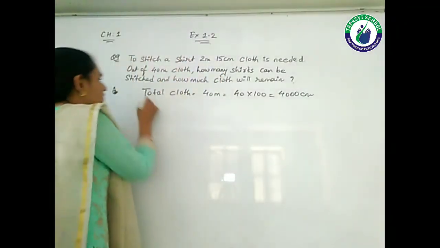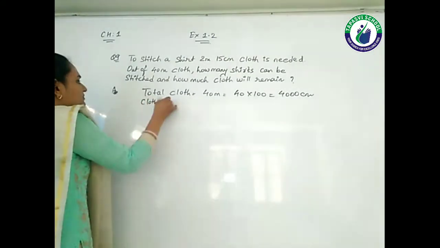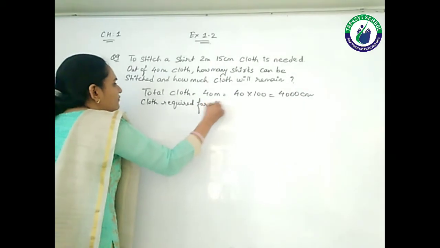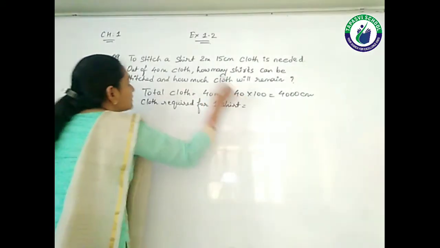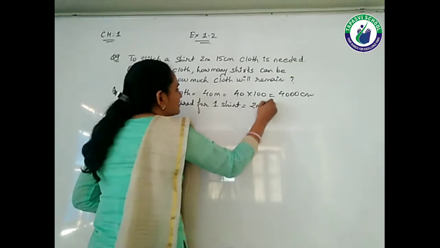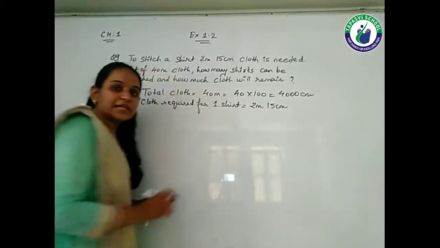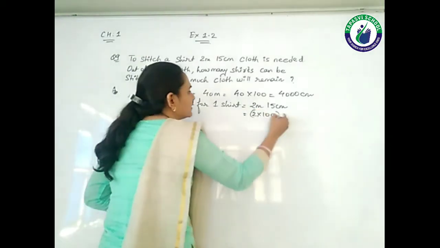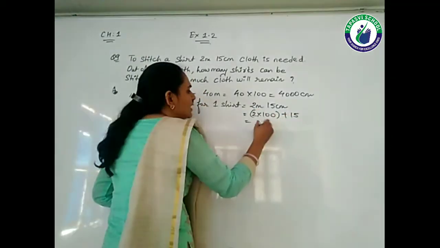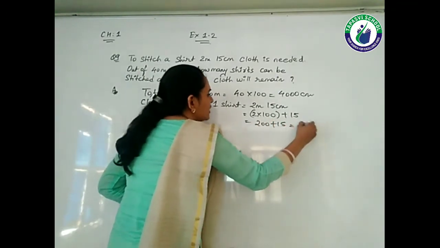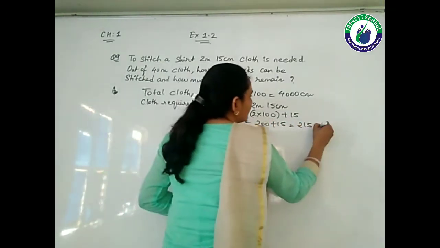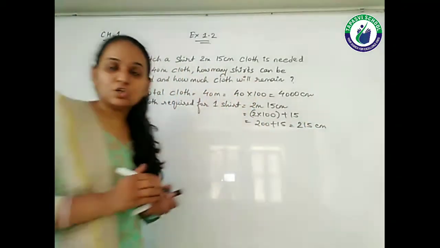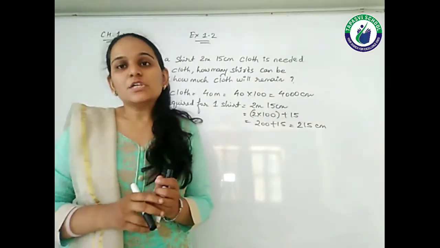Now cloth required for one shirt. Cloth required for one shirt is equal to 2 meter 15 centimeter. Right students? Now 2 multiplied by 100 plus 15. So it's 200 plus 15. So 215 centimeter. 215 centimeter cloth we require for one particular shirt.